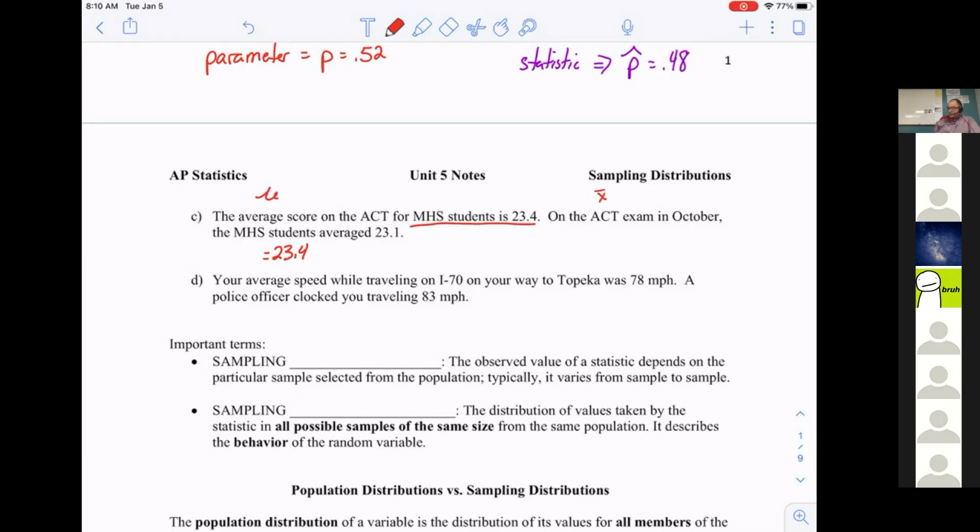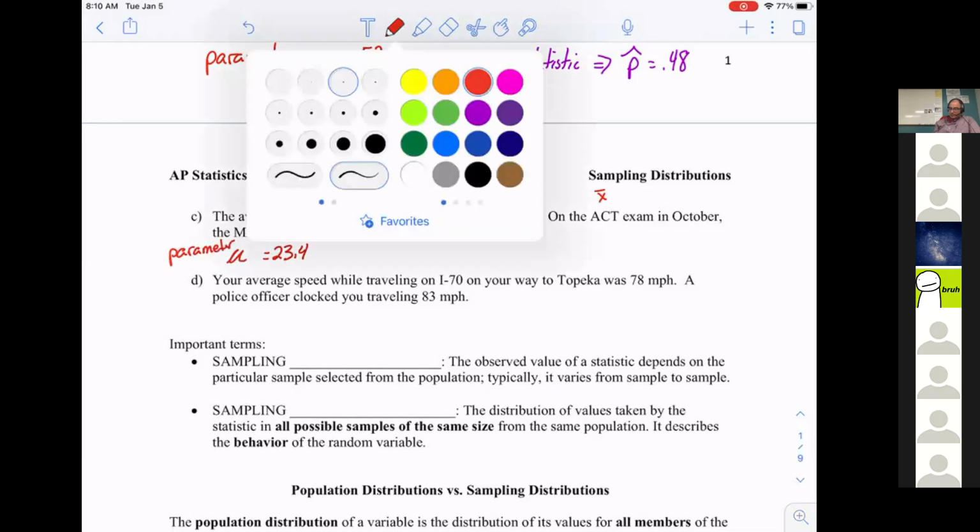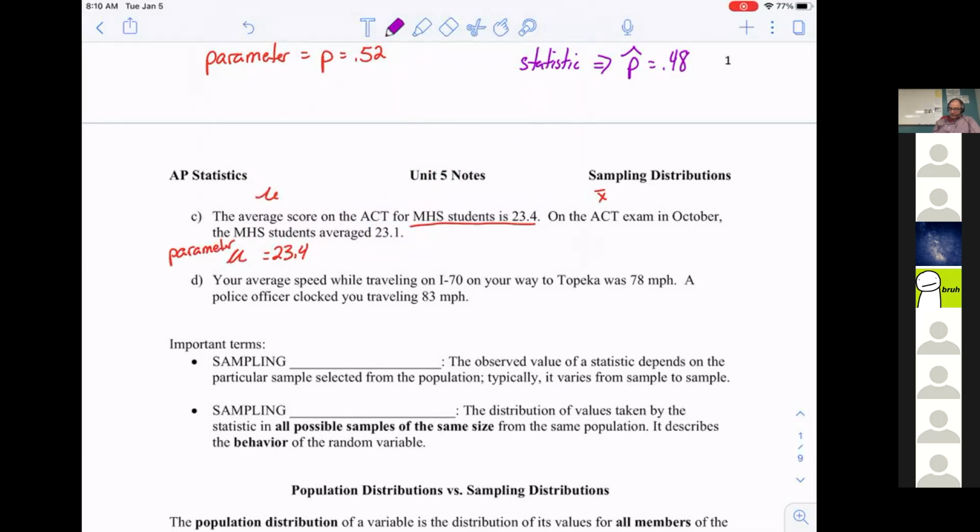That's what we have to determine because we're measuring something. And in this case, this is the population of all MHS students. And so this one's going to get a mean. Okay. So that means this was a parameter. So that means that the 23.1, this guy here, he is a statistic. Horribly written. So that means a statistic is X bar. And so the X bar was 23.1.